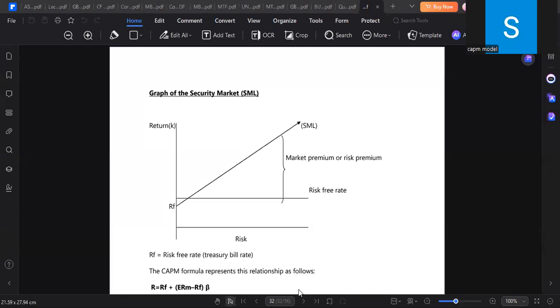So the SML line has those components that you can see there. So it has the intercept, which is RF. This is the risk-free rate. It is the return when beta is zero, like the treasury bill. So this is our intercept. This is where it's cutting the y-axis here when our beta is zero. Then what else does it have? It has our slope, which is the risk premium. So it shows how much extra return investors demand for taking high risk. So if the slope is steeper, meaning there's high reward.